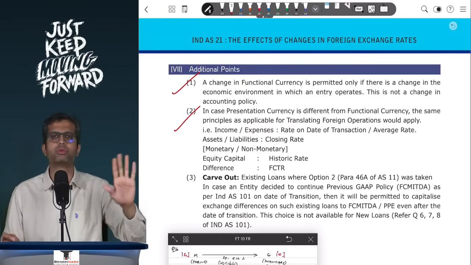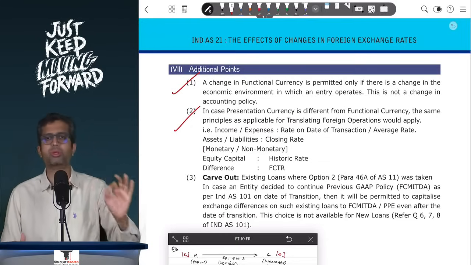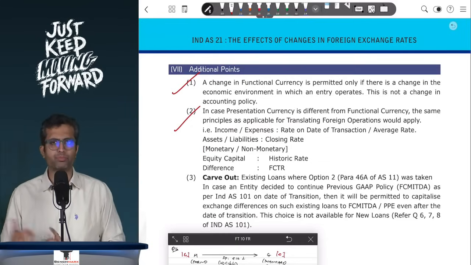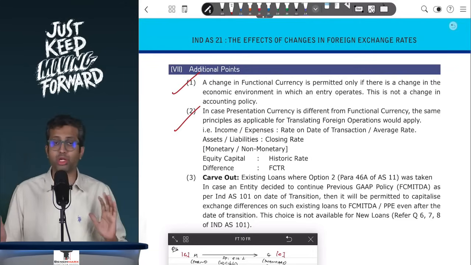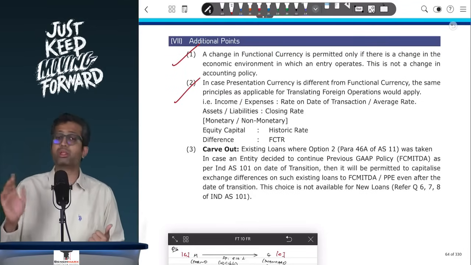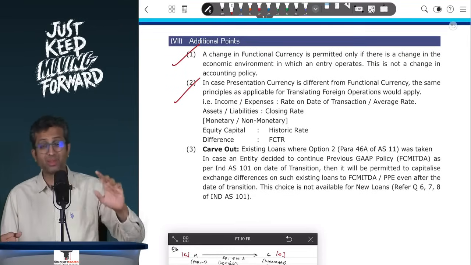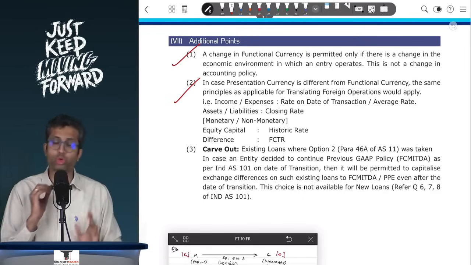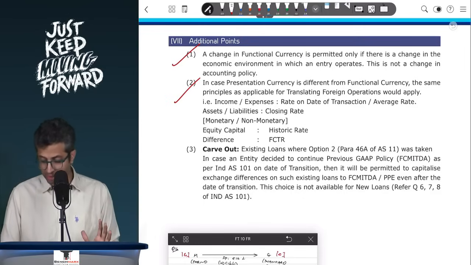Yes, the principles will be the same. Incomes and expenses will be converted at the average rate. Monetary assets, non-monetary assets and liabilities will be at the closing rate, and equity share capital at the historical rate over here, and the balancing figure, if any, will be going to the FCTR, foreign currency translation reserve.